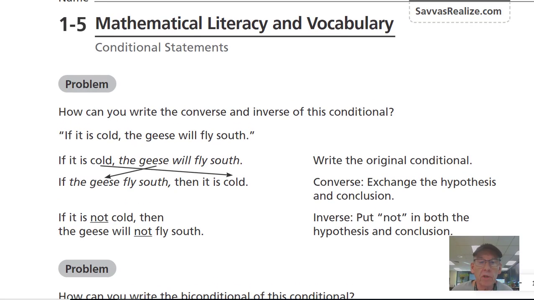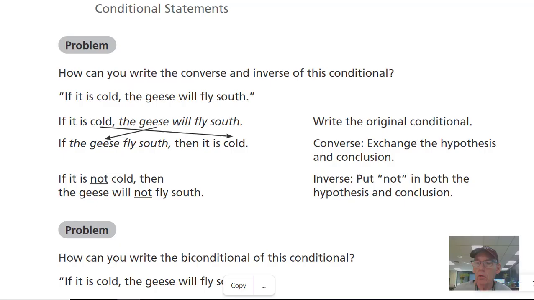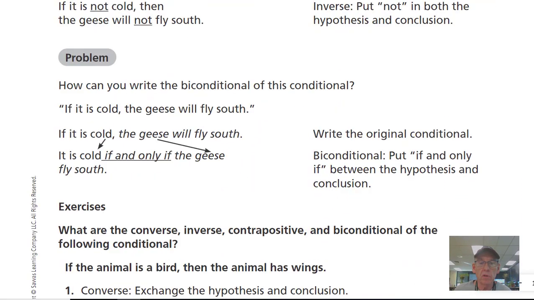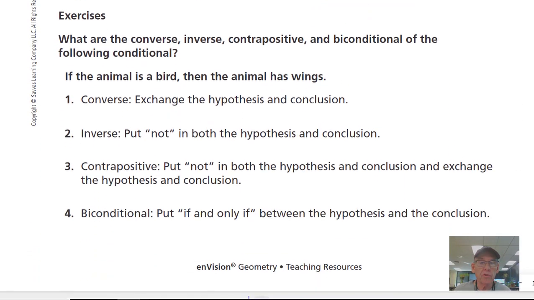Okay, this video accompanies the 1.5 unit on conditional statements. This is the mathematical literacy and vocabulary. Let's take a look at these. So basically on these, we want to be able to write the different forms with what they give us. So we've got these examples. Let's look at the exercises.